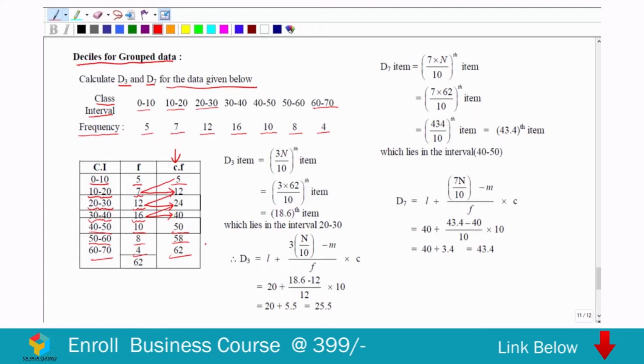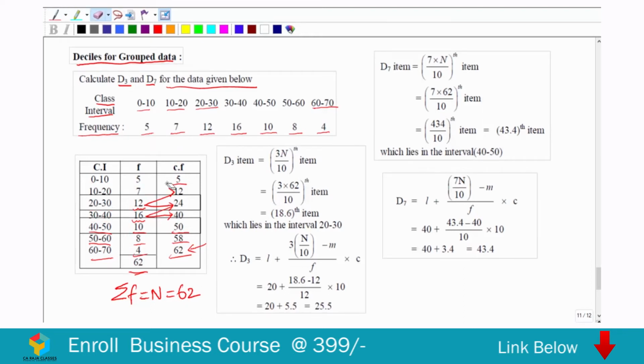In the end we reach 62, and this is nothing but the summation of the frequencies. If you sum all of these, you are going to get 62, and that is going to be your last cumulative frequency. The summation of frequency is n, and in this case it is 62. So this is our step 1.